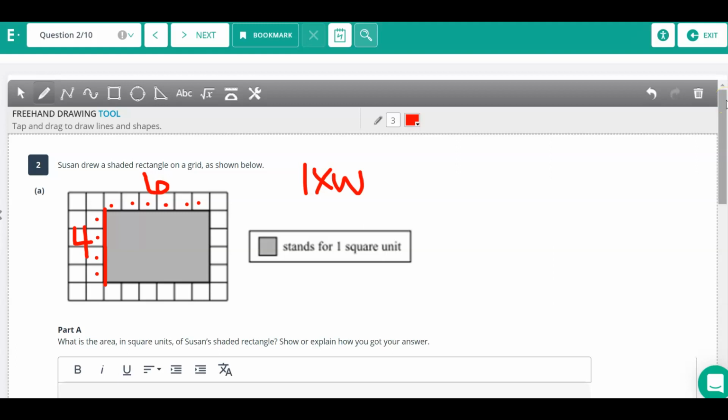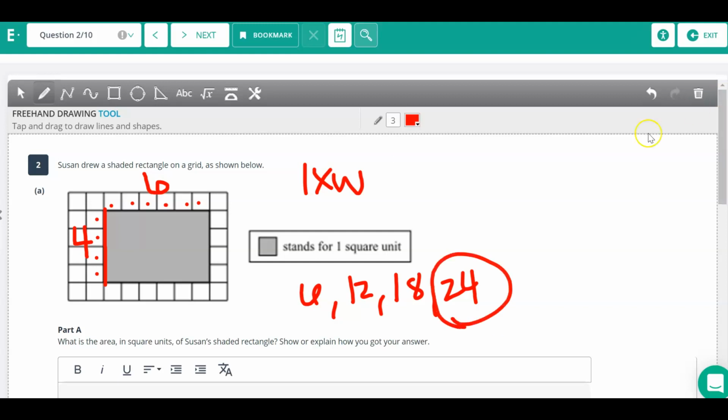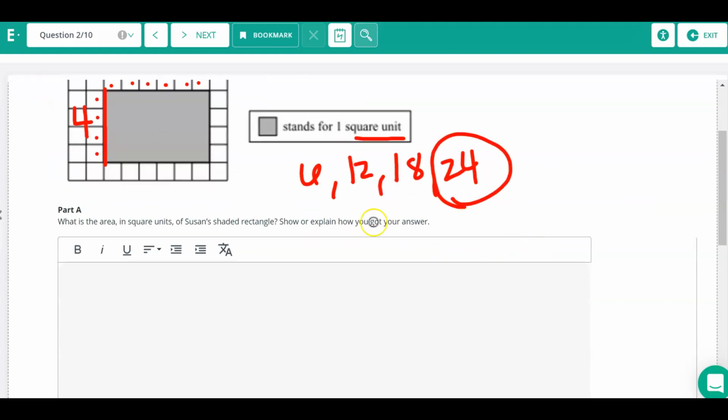What is 6 times 4? Well, I count by 6, 4 times, and I get 24. So now that I know the answer, the area is 24 square units. Remember, area is always square units or squared inches, because we measure in squares.